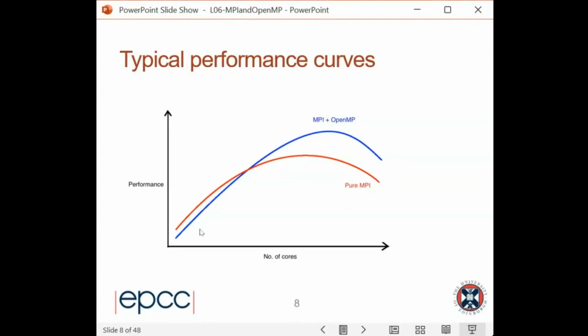So a typical performance curve would be like this. You have an MPI program which you've written and it doesn't scale beyond a certain point. You rewrite it in MPI plus OpenMP. That incurs a bunch of software overhead, so there is a performance degradation at the start. However, it allows you to scale to higher process counts. At some point you start to scale better. This is your hope.